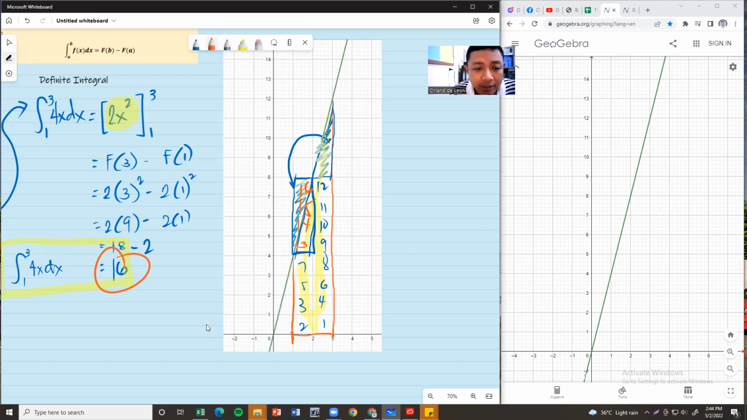Show me a reaction if you understood the process. Okay? Thank you so much. Again, this is not the value, or this is not the function that you will be graphing, not the integral, but the original given in your integral. Okay? That's it. Thank you so much.